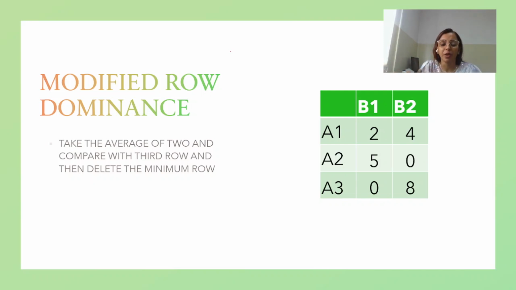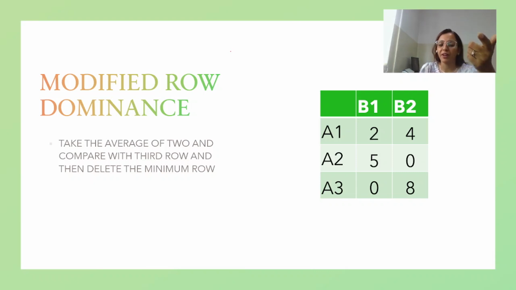We have to play a game: which two rows do we take the average of? For example, over here we have taken the average of A1 and A2. 2 plus 5, that will be 7, 7 upon 2 is 3.5. And 4 plus 0 is 4, 4 divided by 2 is 2. Then the averages will be 3.5 and 2.